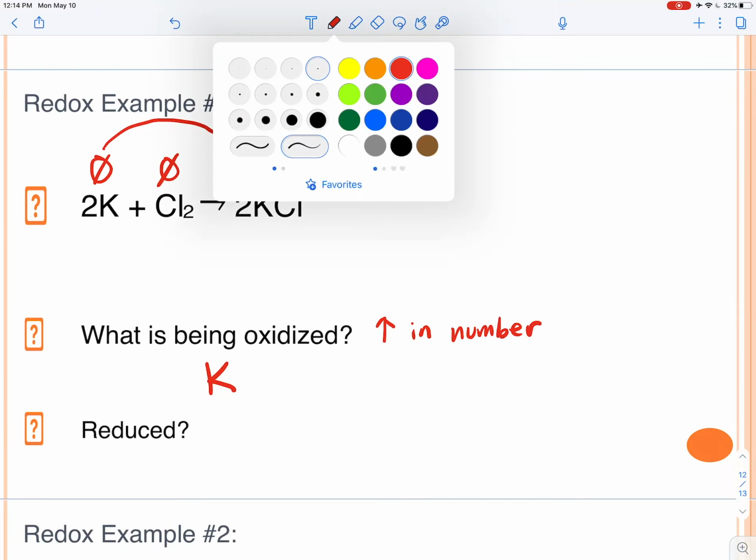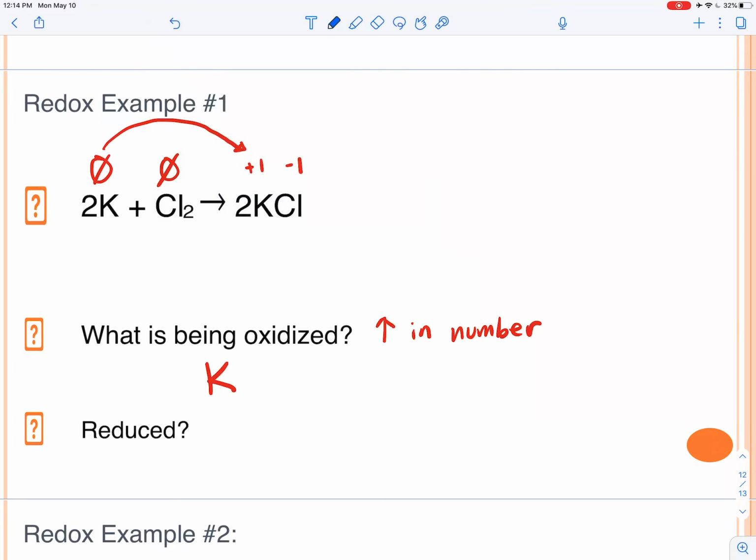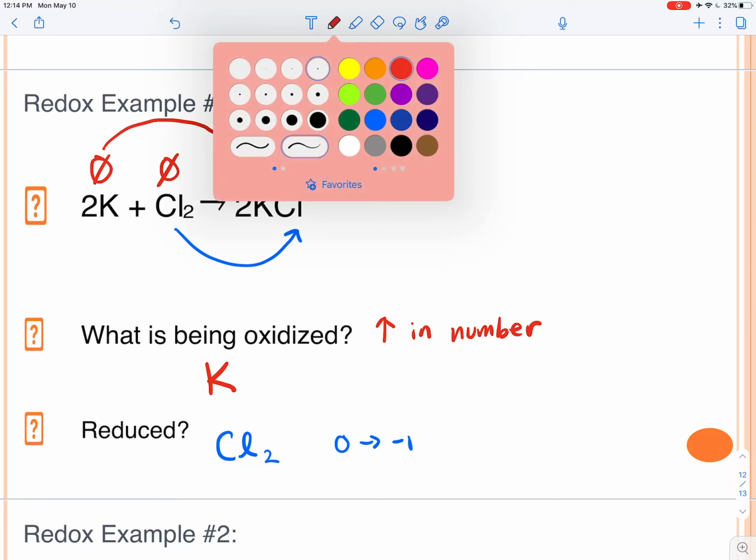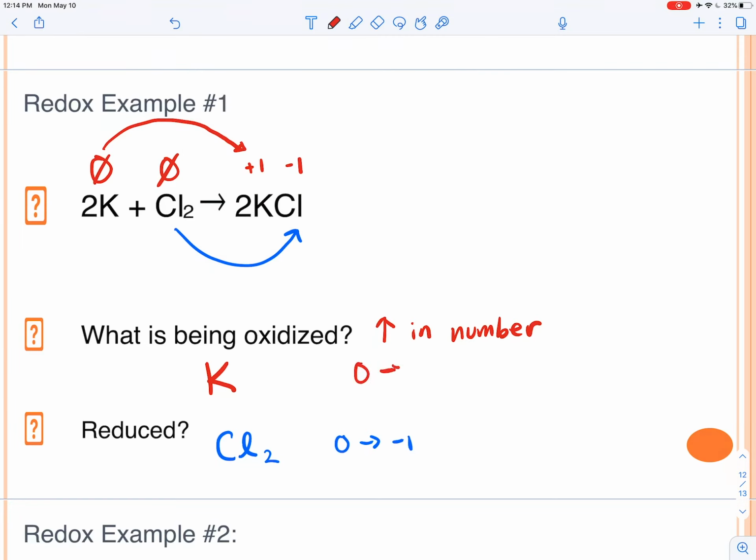That means that chlorine is going from 0 to -1, and we say that chlorine, Cl2, is being reduced. Okay. So the chlorine is being reduced because the number is literally being reduced. It's going from 0 to -1. Versus the potassium here is going from 0 to +1.